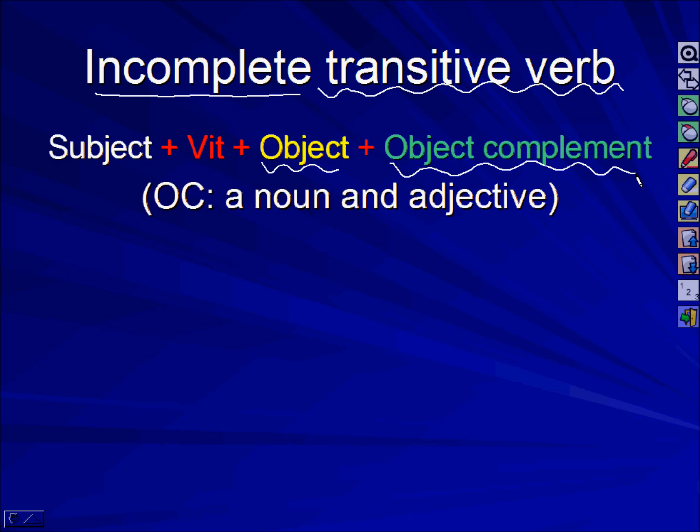it is also followed by an object complement. Now, we talked about what complements are in the last class. Complements are nouns or adjectives, and we use complements to talk about objects or subjects. If it is a subject complement, we use it to talk about subjects. If it is an object complement, we use it to talk about an object. So let's take a look at some examples.